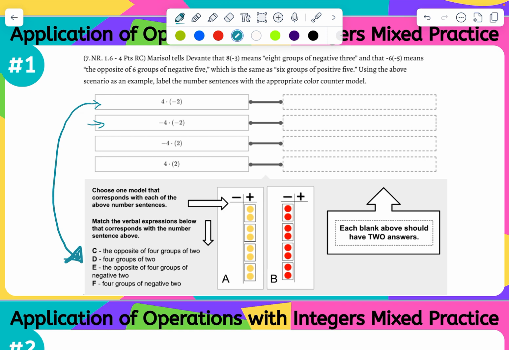So looking at this first one. This first one is 4 groups of negative 2. So this would be F, 4 groups of negative 2. And now we're going to match it to one of these models right here, A or B. So 4 groups of negative 2 would be B, because we have 1, 2, 3, 4 groups, and each group has negative 2 in it. So B would be the counter model that would go with that.